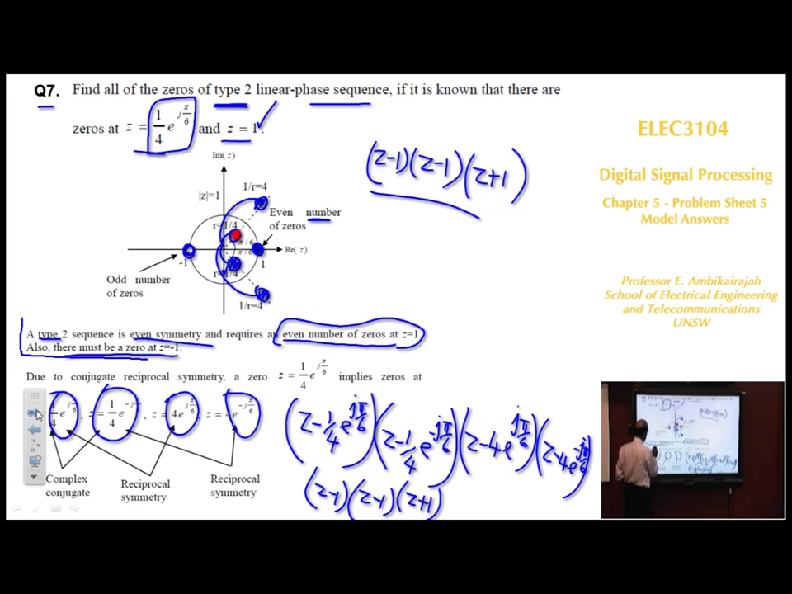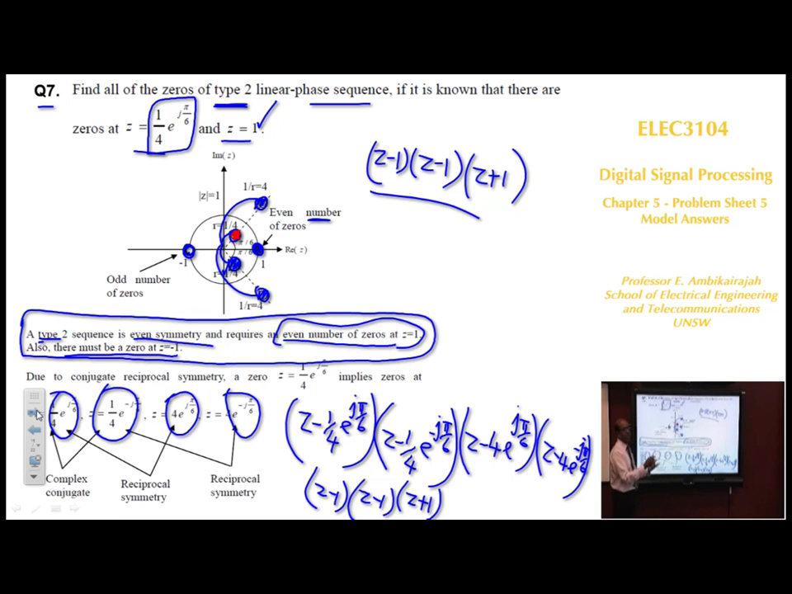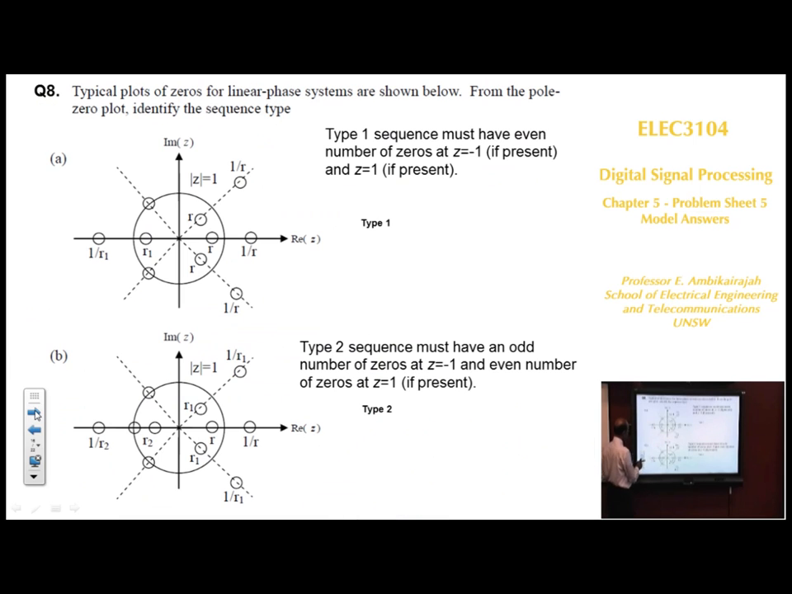And remember, you will be told whether it's a type 1 or type 2. So by reading the type 1 or type 2, you can actually figure out and then get the transfer function. Now here's, just to give you a bit more insight, a sequence given. They want to know what it is. It is type 1. The reason is type 1 sequence must have even zeros at z equal to minus 1 and z equal to 1.